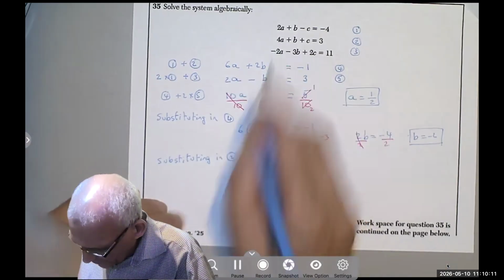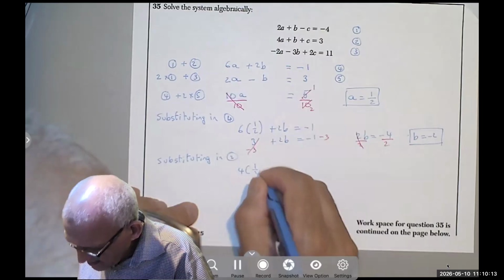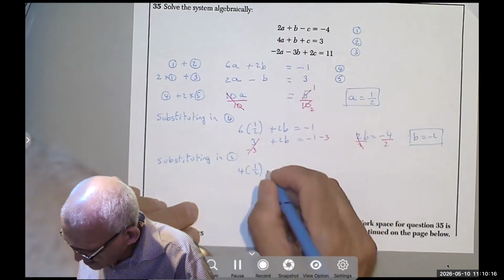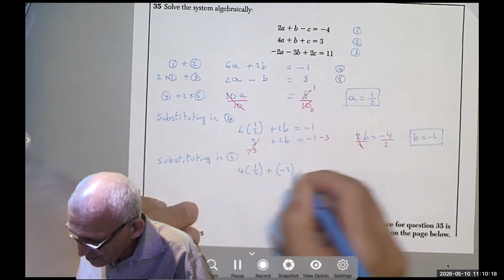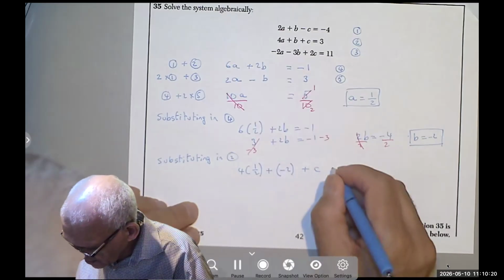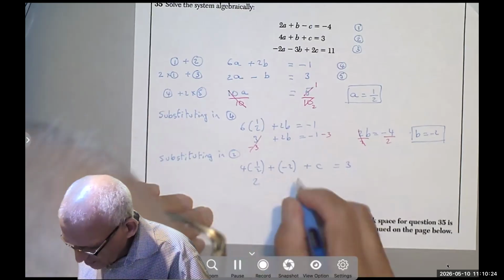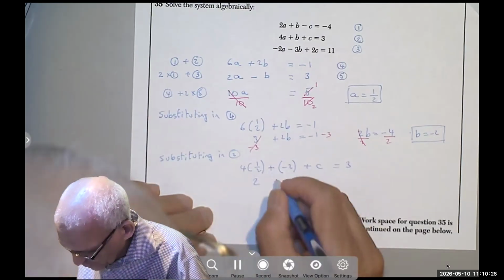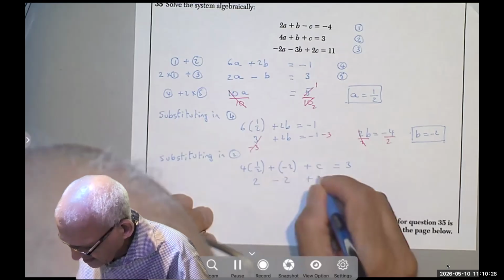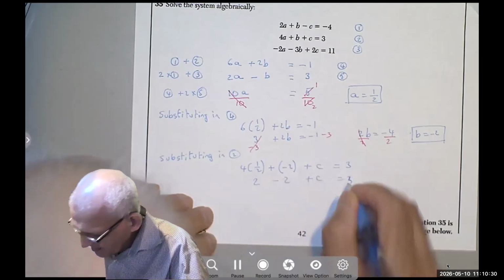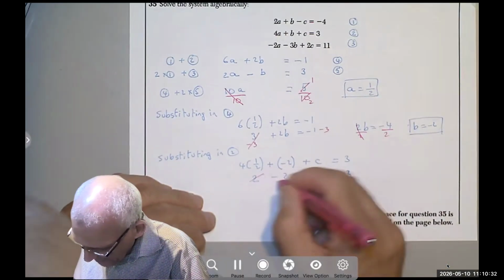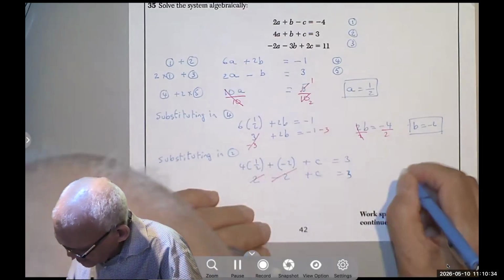It doesn't really matter. You can substitute in 1, 2, or 3. In 2, I have 4 times a plus b, but b is negative 2, plus c equals 3. 4 times 1/2 is 2, plus negative 2 is negative 2, plus c equals 3. That's so easy because 2 minus 2 cancel, and you get c equals 3.